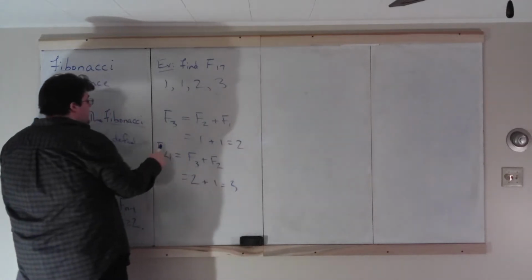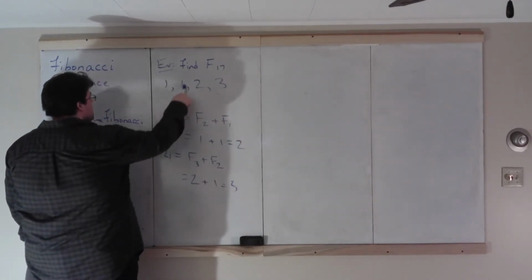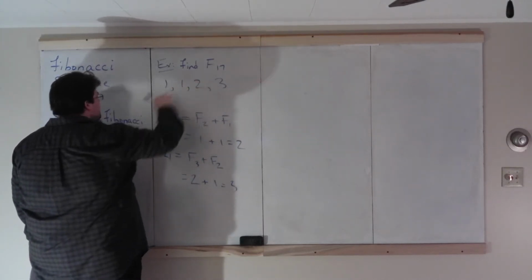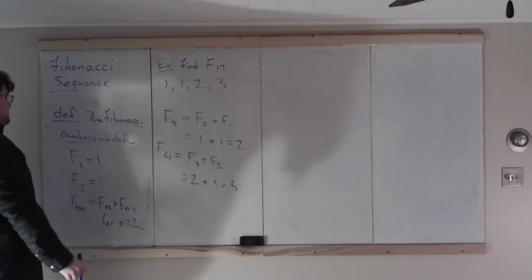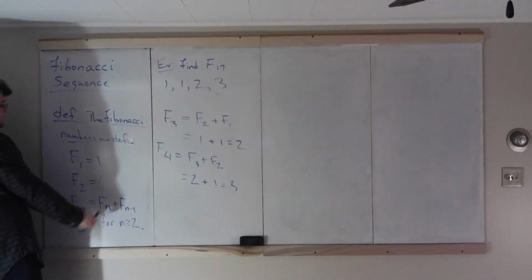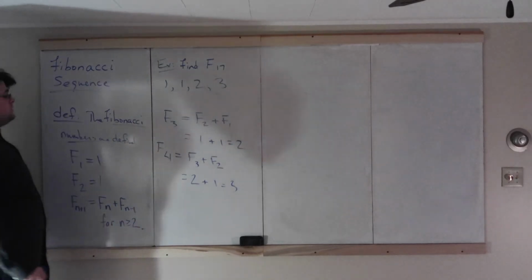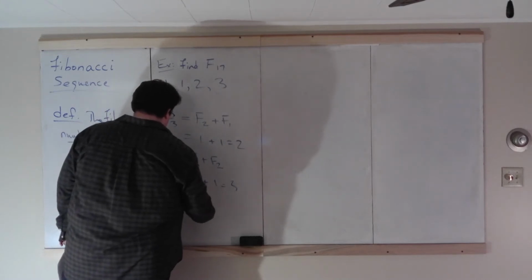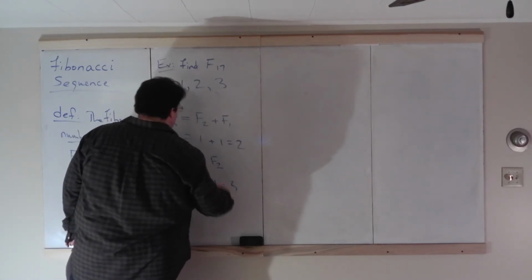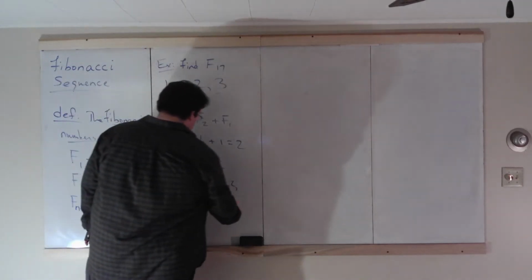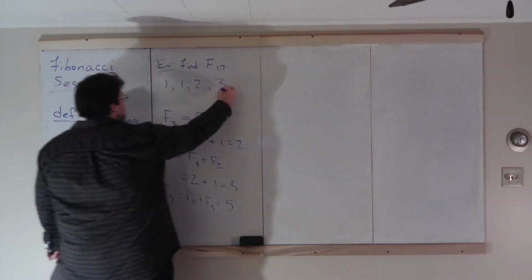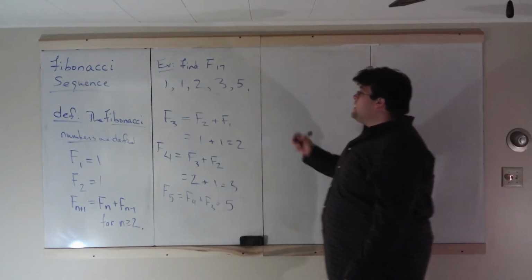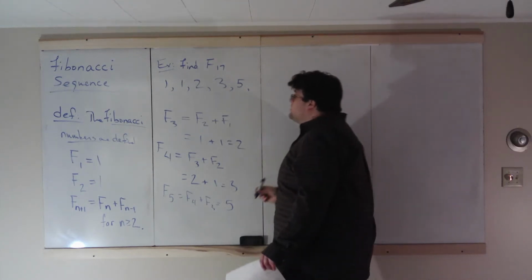So notice here, to find F sub 3, we looked at the previous two numbers and added them. To find F sub 4, we looked at the previous two numbers and added them. And that's how this sequence is defined. The next number is the sum of the two before it. So in particular, F sub 5 is F sub 4 plus F sub 3. F sub 4 is 3, F sub 3 is 2. So it's 3 plus 2, which is 5. And so on. For the rest of them, I'm not going to write them all out like this. I'm just going to fill out the sequence.